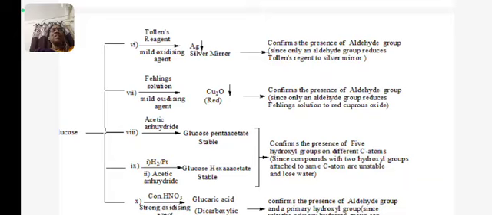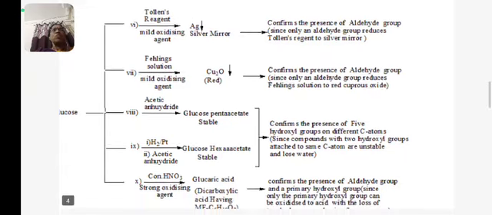Since we are getting a stable product, we know that all the 5 hydroxyl groups are attached to different carbon atoms. If 2 hydroxyl groups are attached to the same carbon atom, then that compound becomes unstable and tries to lose a water molecule. Glucose on reduction followed by acetic anhydride treatment gives glucose hexaacetate as a stable product. This also confirms the presence of 5 hydroxyl groups.